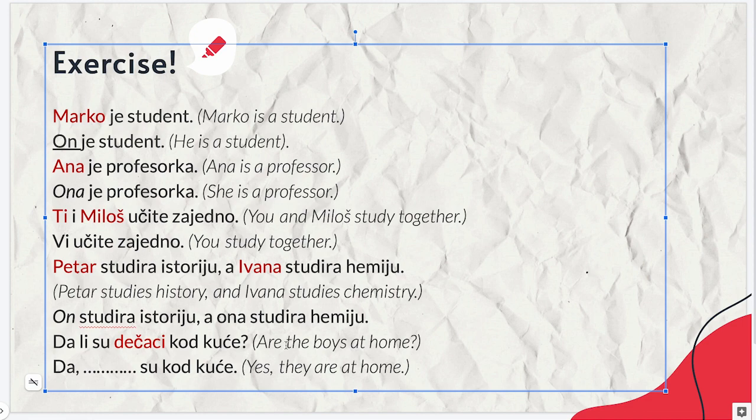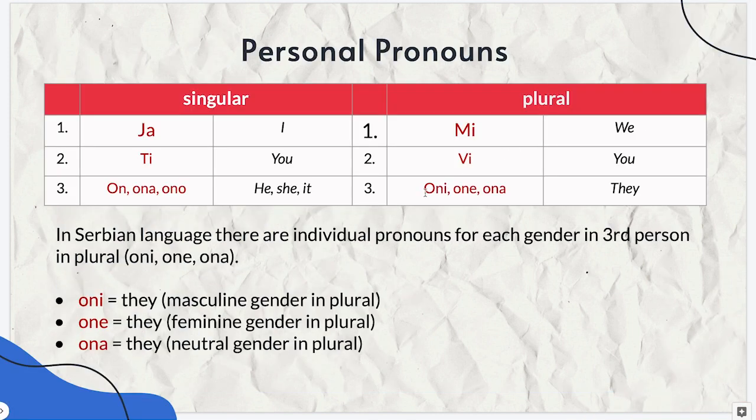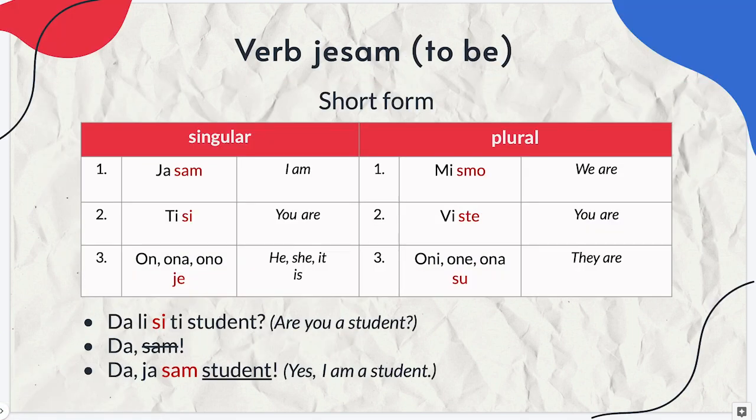Da li su dječaci kod kuće? Are the boys at home? And the answer will be yes, they are at home. Because we have a group of boys, it will be oni. That's a group of masculine plural, which you can find here. If it was girls, it will be one. So that's what personal pronouns look like. There's nothing much to it other than that.